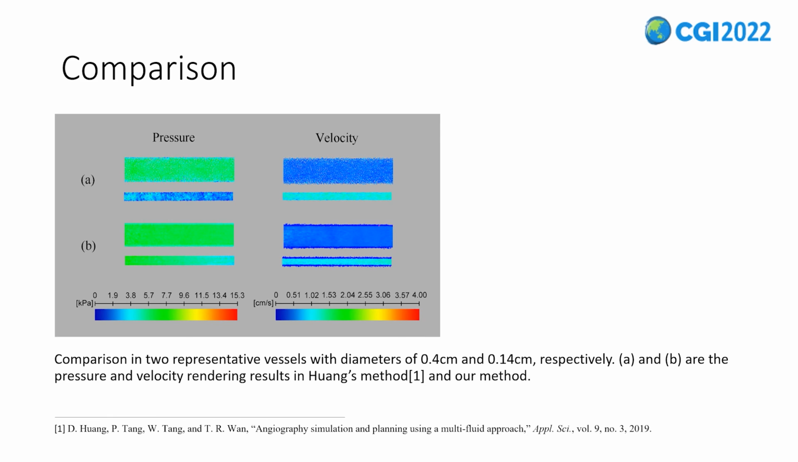We also compared our method to Huang's method. We conducted experiments in two representative vessels with diameters of 4 mm and 1.4 mm respectively. The first line A is Huang's results, and the second line B is ours. As can be seen from the figure, our method had smoother results, especially in capillary vessels, which indicated that the simulation results of our method are more accurate without particle artifacts.